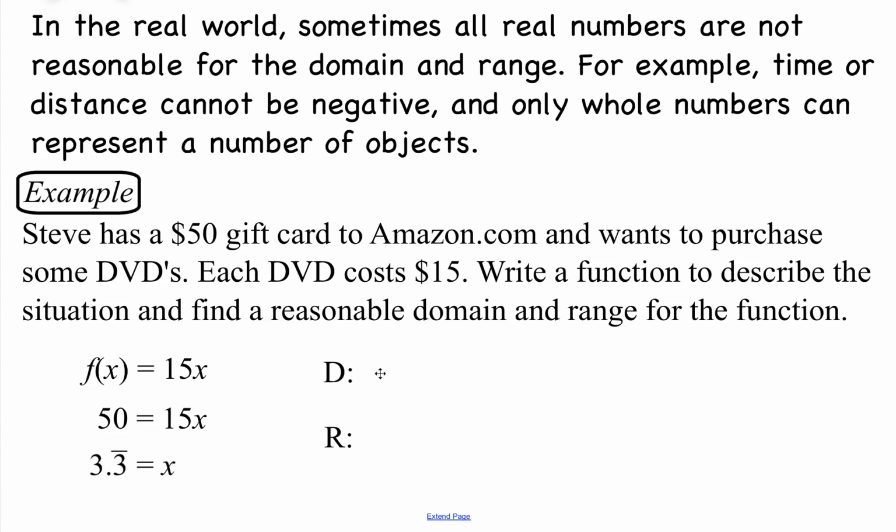So a reasonable domain, he could buy none of them if he decided not to spend it, or he could buy 1, 2, or 3. Now, if he doesn't buy any DVDs, the output would be 0. If he bought 1 DVD, the output would be 15. If he buys 2, your output is 30, and if he buys 3, the output is 45. So that is our range.